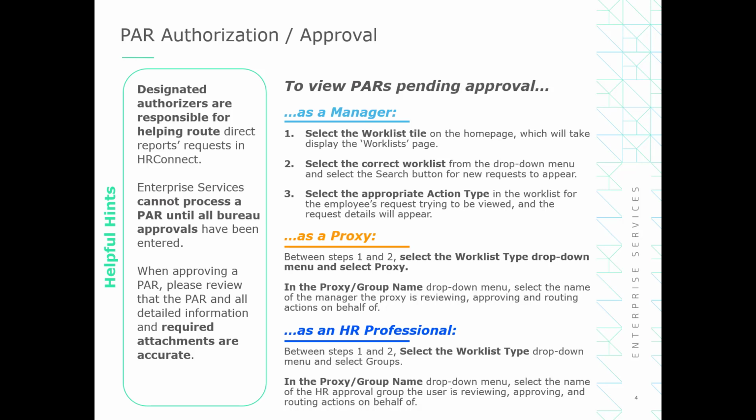Once the PAR is approved by all Bureau authorizers, the action is sent to Enterprise Services, where a ticket will be opened for the PAR initiator on the portal. Please note that any attachments associated with the PAR will not appear in the portal ticket. Enterprise Services will confirm the PAR submission was complete, process the action, and then send it to the National Finance Center, or NFC, for processing.